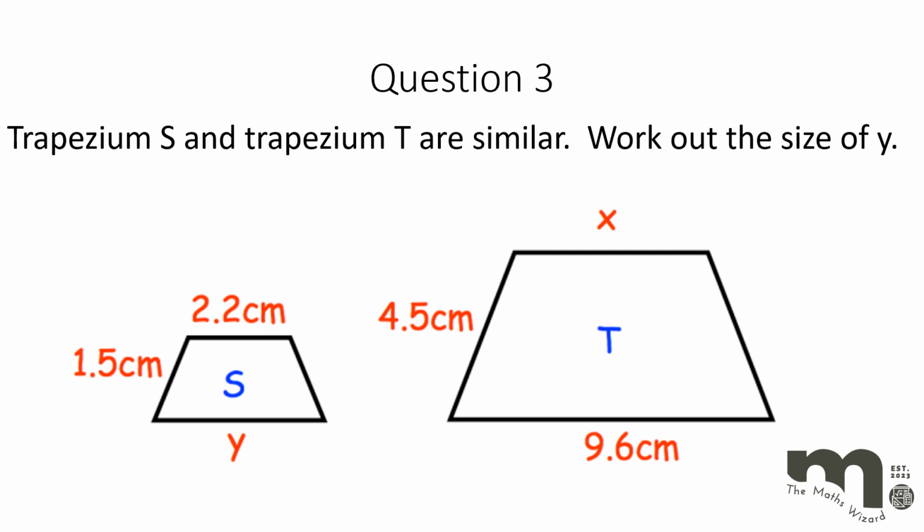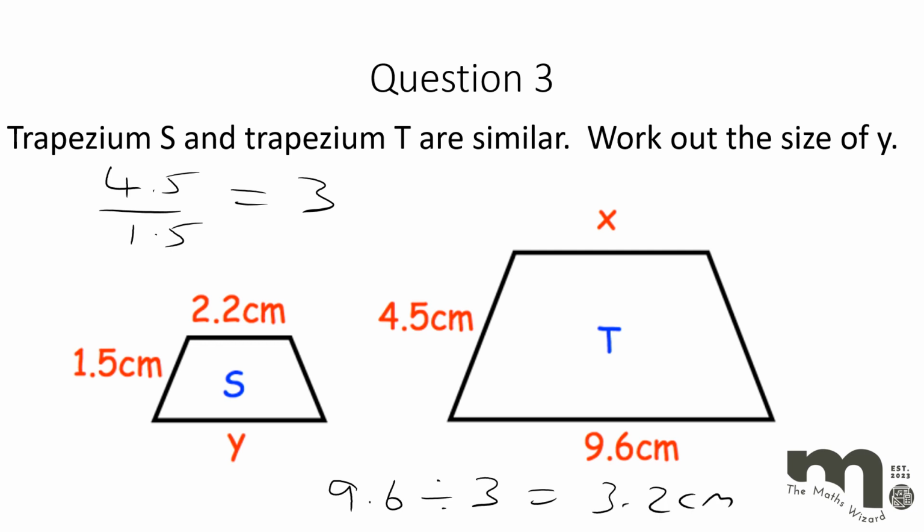Okay, so here then we've got 4.5 divided by 1.5, which is 3. So all we've then got to do is 9.6 divided by 3, because we're going from the larger trapezium to the smaller trapezium, and that will give us 3.2 centimeters for that one. So sometimes, remember, if you're going from the larger side to the smaller side, there might be a division involved on those questions. Okay, let's do one more final example then.